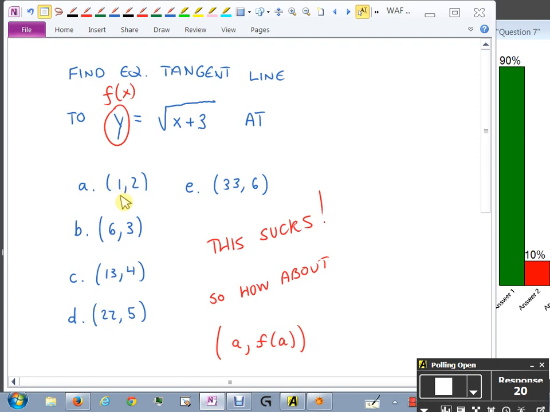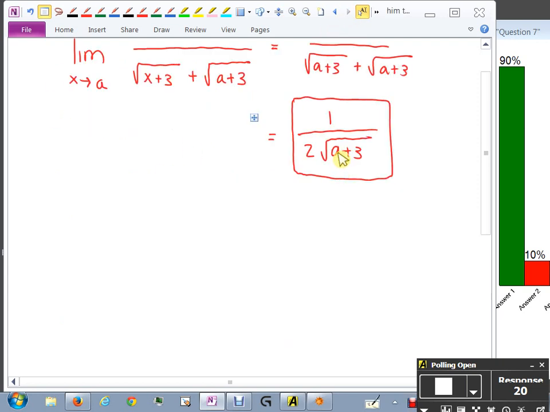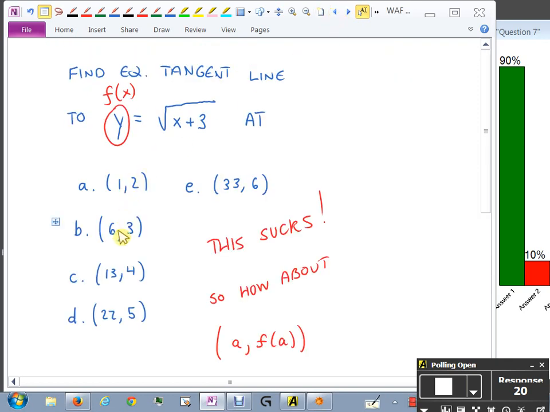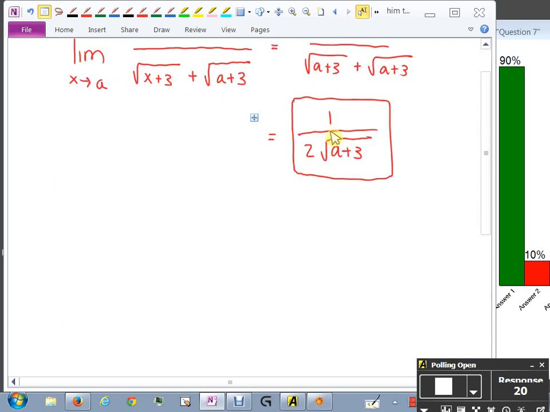So now you want me to actually come back and do this? Sure. The slope of the tangent line here, if this x-coordinate is our a, all I have to do is go back here and replace this with 1. What's 1 plus 3? 4, square root of 4. 2 times 2, 4, that's 1/4. That's what we got earlier, isn't it? But now I just go back, and you want me to do this one now? Sure. I'll just plug 6 into this. 6 plus 3, 9, square root of 9. 3 times 2, 6, 1/6.